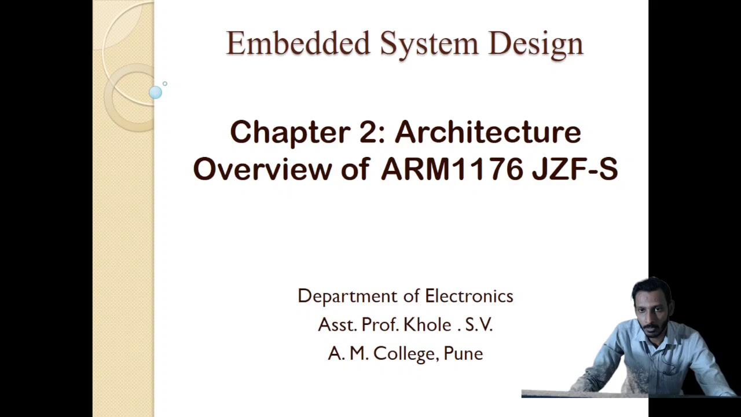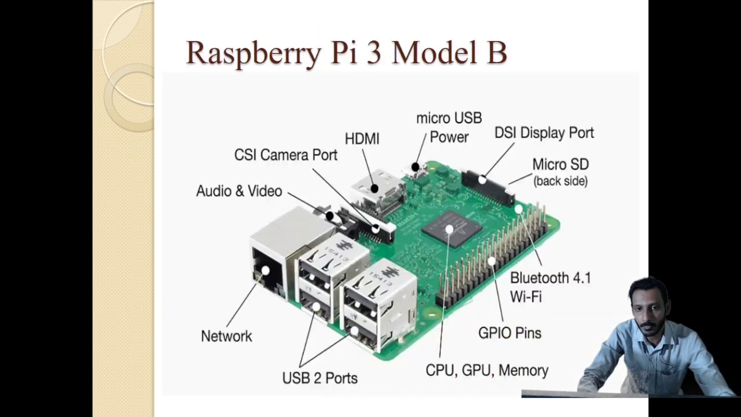Today we will see about Embedded System Design, Chapter 2, Architecture and Overview of ARM1176JZFS. This is the Raspberry Pi 3 Model B. It contains a processor, the CPU Broadcom 2835. It also has a GPU and also has a memory. This is a system on chip.